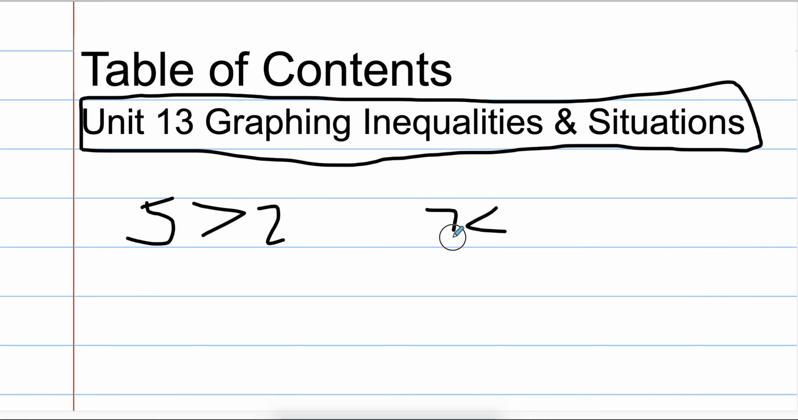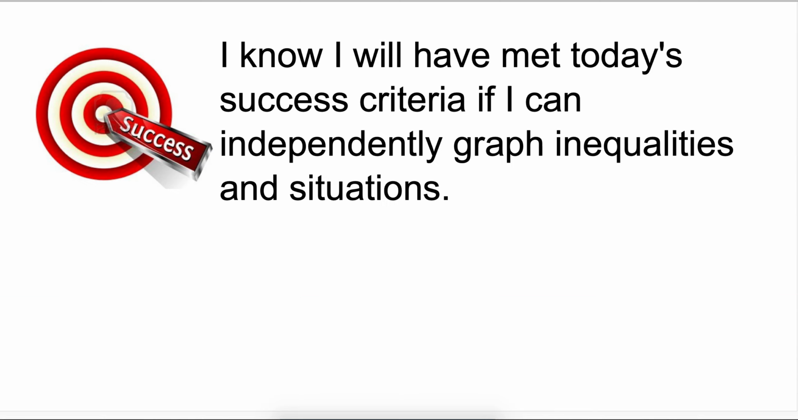We have one that looks like that. We can say 7 is less than 14. So the symbol is less than. We also have symbols where we have a line underneath. That means or equal to. So x is greater than or equal to 4. And you can also work with less than as well. In this lesson, we will know that we have met today's success criteria if I can independently graph inequalities and also situations that go along there.